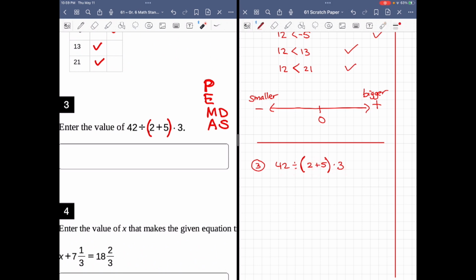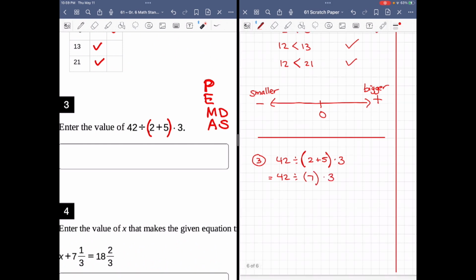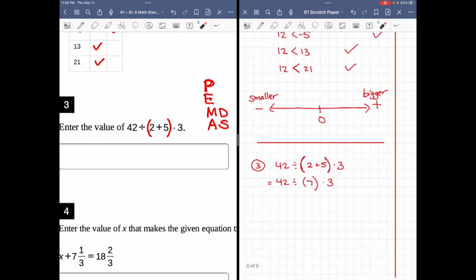Write it down. Here's 42 divided by 7 times 3. And now all we're left with are divisions and multiplications. So here are the multiplications and divisions, and we're going to do them in order, left to right, whatever comes first. So here we go.